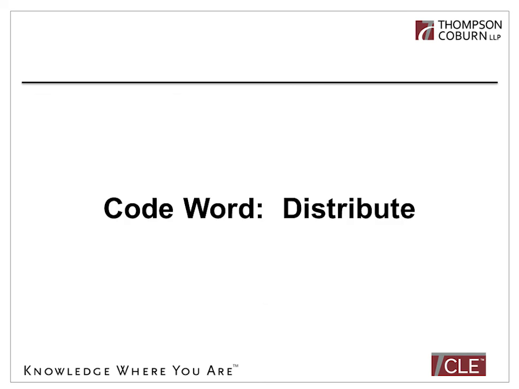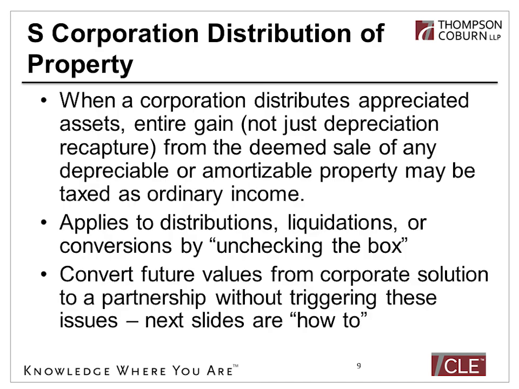Now I'm going to move on, and the next code word is distribute, because we're going to talk about S corporation distribution of property. So let's go on to slide 9. If a corporation distributes depreciated assets, the entire gain from the deemed sale may be taxed as ordinary income. So if you have depreciable or amortizable property inside your corporation and you transfer it out of the corporation, that is a deemed sale to the shareholders.